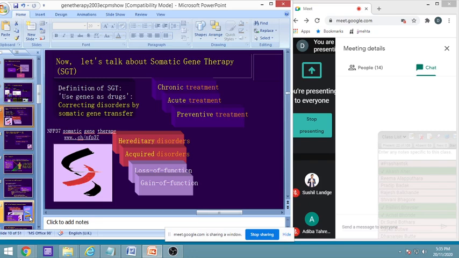Now using a gene as a drug we can simply call gene therapy. Wherever the faulty gene was there, if you remember, we took skin cells and inserted into them during cloning. During cloning the somatic cells were taken. So here somatic gene therapy is where whatever disorders are there are corrected by somatic gene transfer. Somatic gene therapy is used in the treatment of hereditary disorders, acquired disorders, loss of function, or gain of function. It can be done as a chronic treatment, an acute treatment, or a prophylactic or preventive treatment.